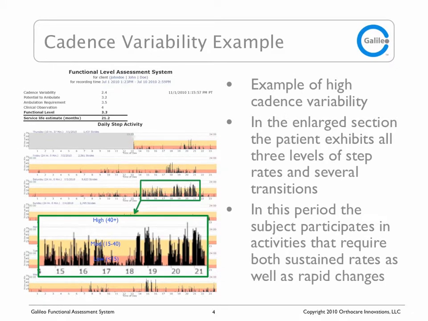Here's an example of high cadence variability. In the enlarged portion, we see that the patient exhibits all 3 levels of step rates and has several transitions. Additionally, they participate in activities requiring both sustained rates as well as rapid changes.